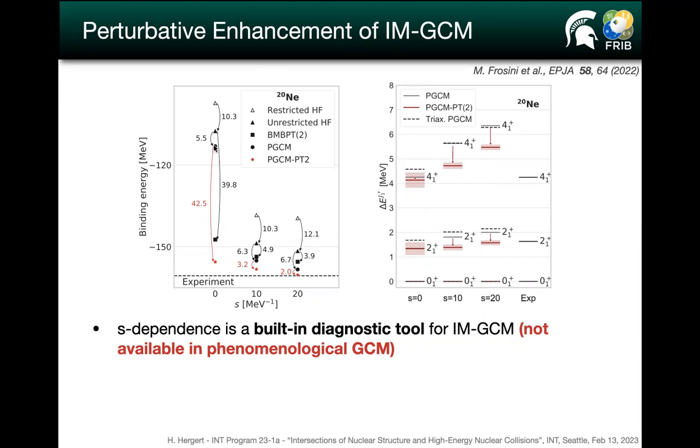And then from the triangle to the circle, you perform configuration mixing in the projected GCM. And then from the circle to the red star, you actually do perturbation theory on top of the GCM with a novel method that the Saclay group has developed. And if you use the unevolved Hamiltonian, you actually see that to go from spherical to deformation, you pick up energy, to GCM, pick up a bit more energy, but then you're leaving out a lot of dynamical correlation, which you recover with this PGCM second order perturbation theory, like 40 MeV.